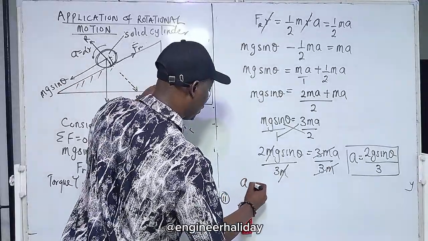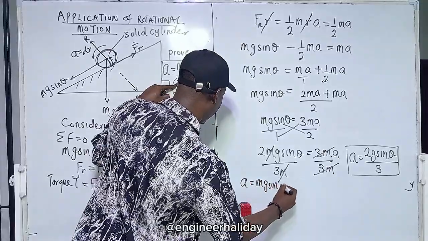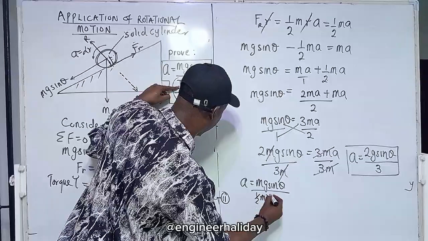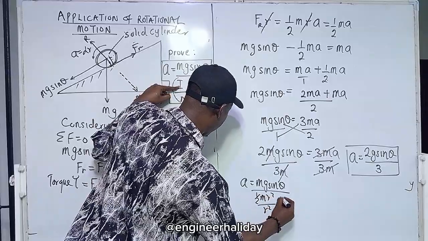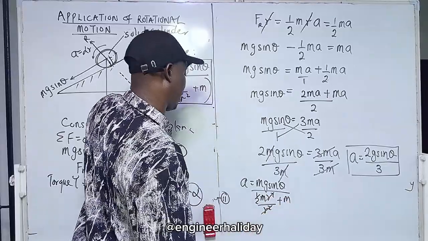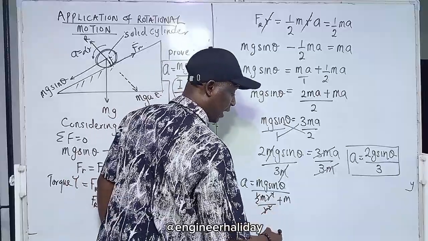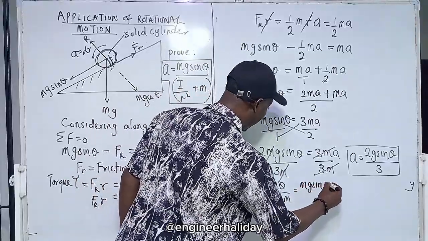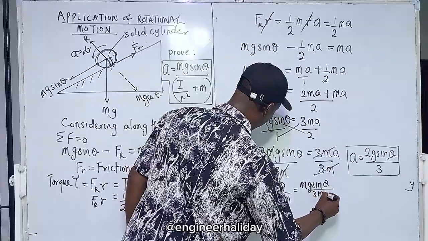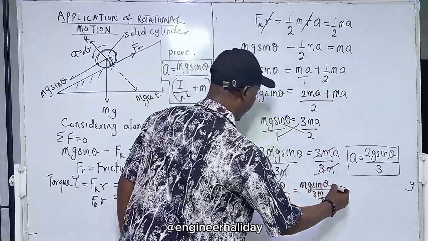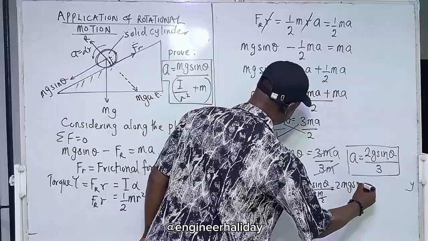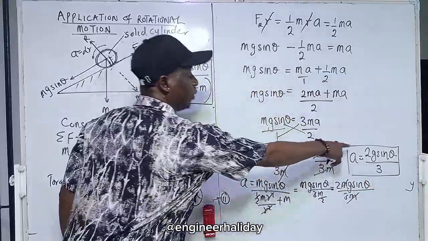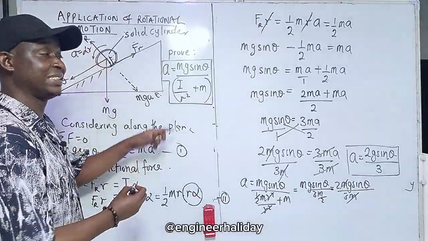If I put A equal to mg sine theta all over what? For a solid cylinder, it is half MR square over R square plus M. R square will cancel R square. So 1 over 2M plus M gives us 3 over 2M. It is mg sine theta over 3M over 2. This 2 will go up as what? 2mg sine theta over 3M. This one cancels. Is it not going to give us the same thing? So this is the general formula.